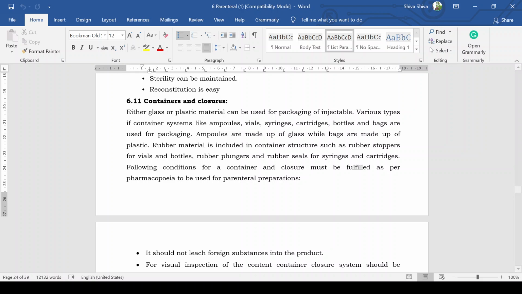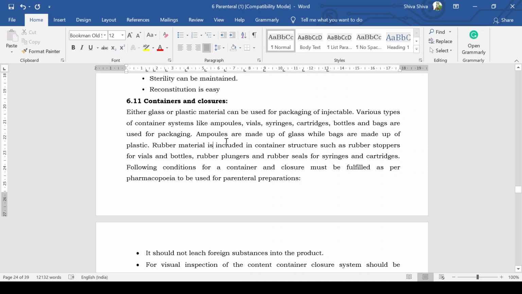So basically, two materials are used for the packaging of products, glass or plastic. So glass and plastic are the two basic materials which are used for the packaging of parenteral products. Either glass or plastic material can be used for packaging of injectables. Various types of container systems like ampoules, vials, syringes, cartridges, bottles, and bags are used for packaging.